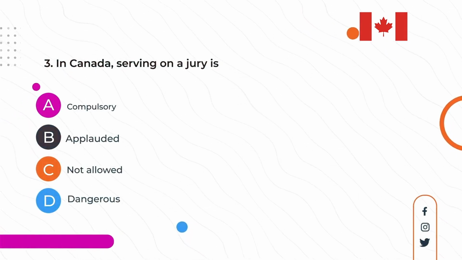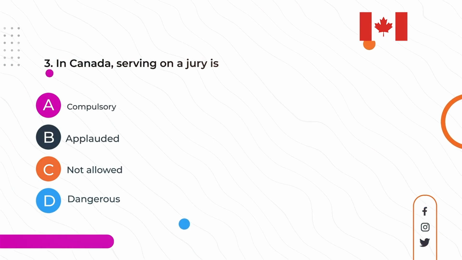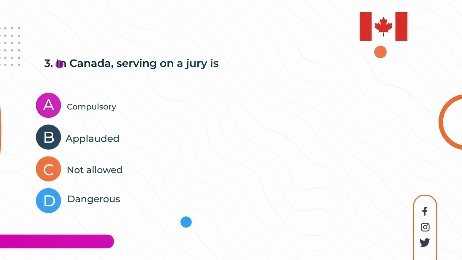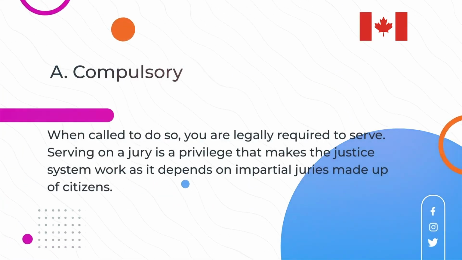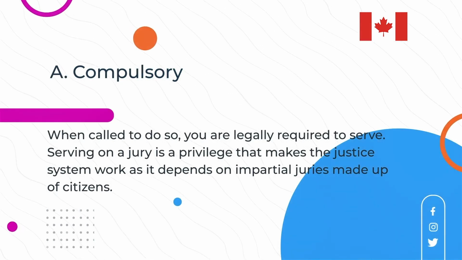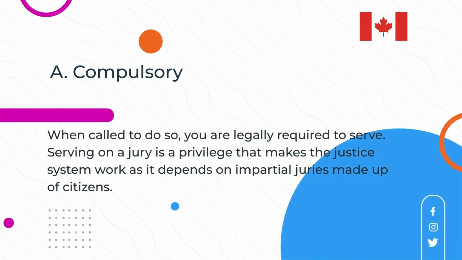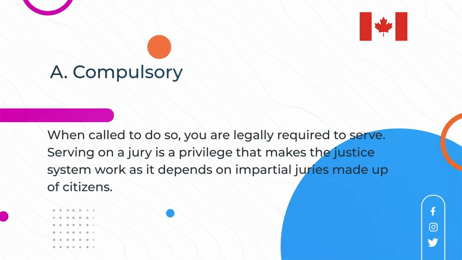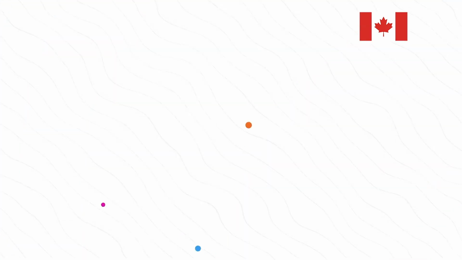Compulsory. B. Applauded. C. Not allowed. D. Dangerous. Answer: A. Compulsory. When called to do so, you are legally required to serve. Serving on a jury is a privilege that makes the justice system work, as it depends on impartial juries made up of citizens. Number 4.